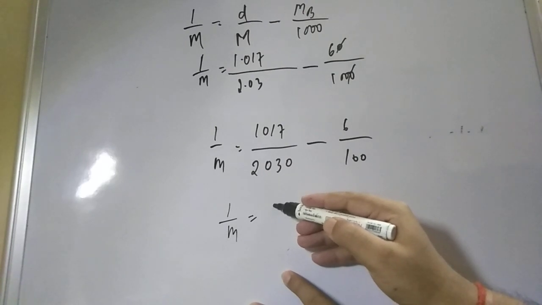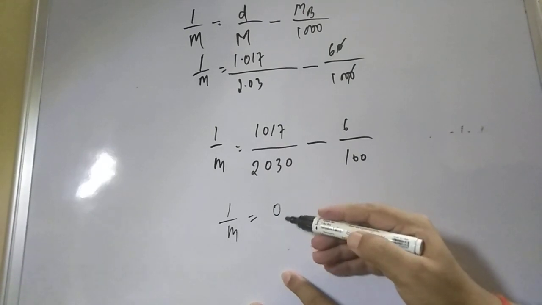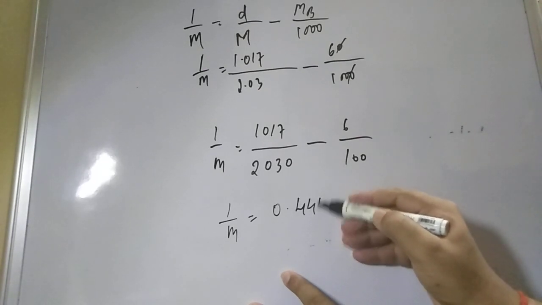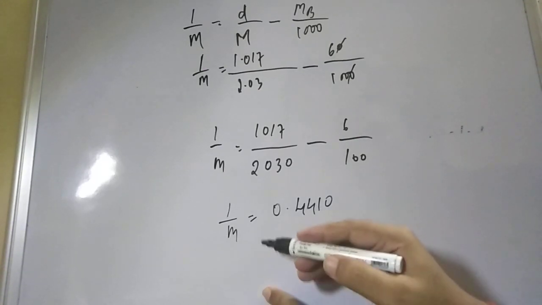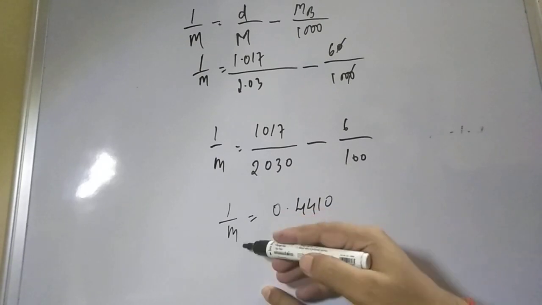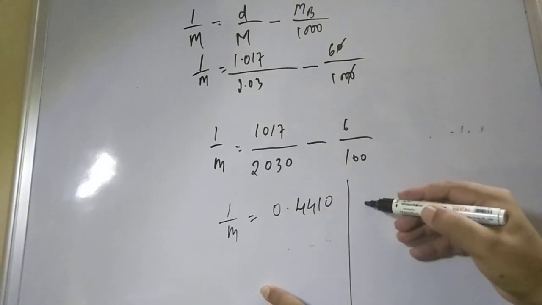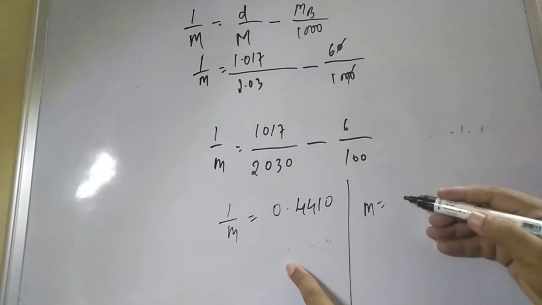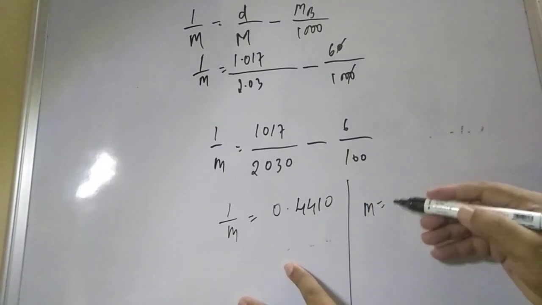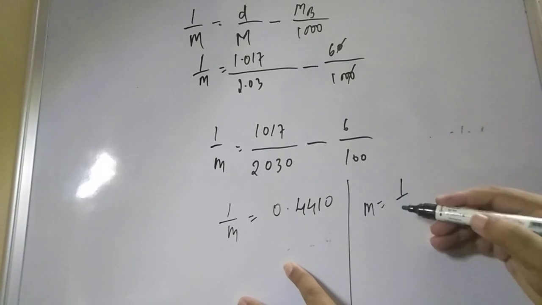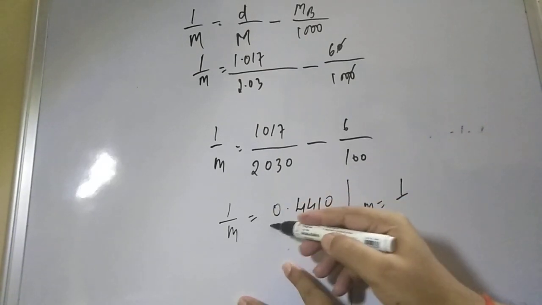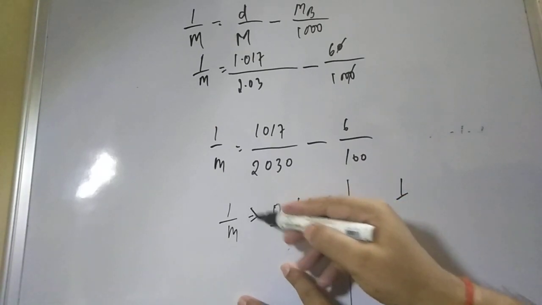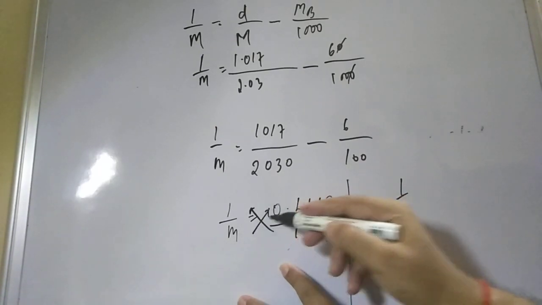1 by m is equal to 0.4410. Now if you are going to calculate m, how can we do here? m is equal to, it is the cross multiplication, and when you are doing the cross multiplication, 1 by m, m will go to the numerator and in the denominator nothing is there, so that is 1. So you can do the calculation by cross multiplying.